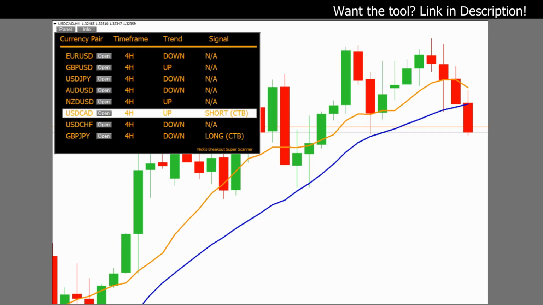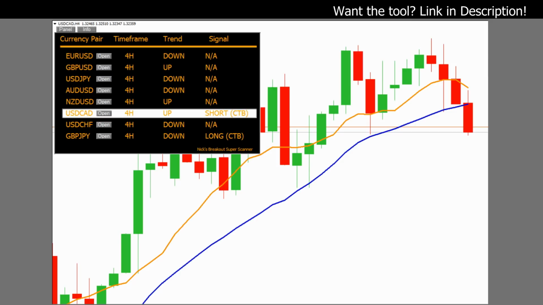You can see that currently we have dollar Canadian open on the chart. This is a dollar CAD pair. You can see it's highlighted there in white. And this is showing that we have a short CTB. More on exactly what CTB is later, but for short, it is CTB, counter trend break. So see how price is breaking to the downside right there. Well, this bot is alerting us that we have a potential counter trend break going on in dollar Canadian.